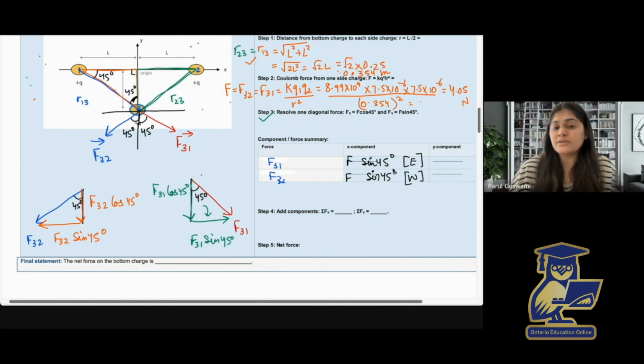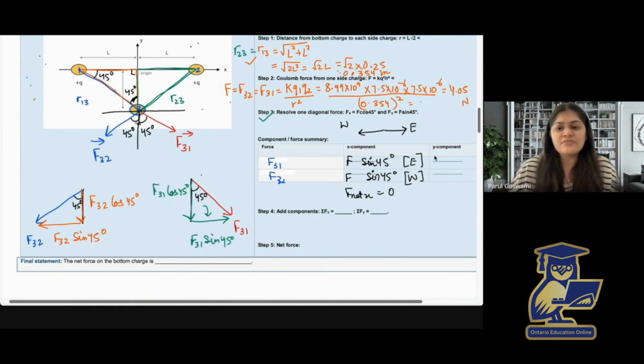Now the important thing to consider here is F sine 45 degrees is towards east, and F sine 45 degrees is towards west. So both of these x components have the same magnitude, but the directions are opposite. So you can see one force is here in the east and the other component is towards the west with the same magnitude. So the net x component, F net x, will be 0 because it will cancel.